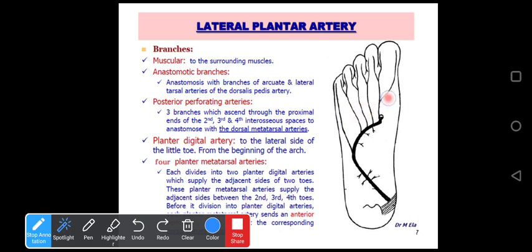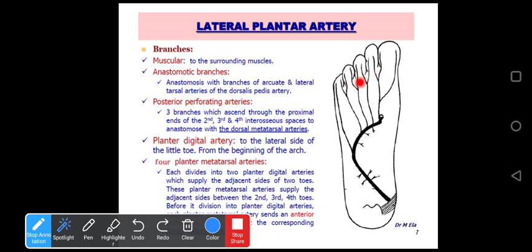Each again divides into the plantar distal arteries, and of course supplies the sides of the two toes. These plantar metatarsal arteries supply the adjacent sides of the toes between the second, third, and fourth toes.